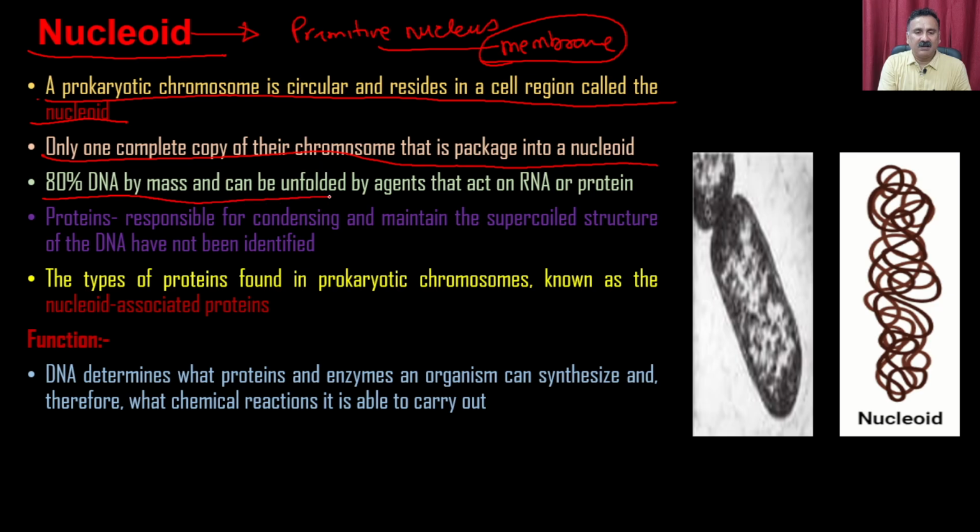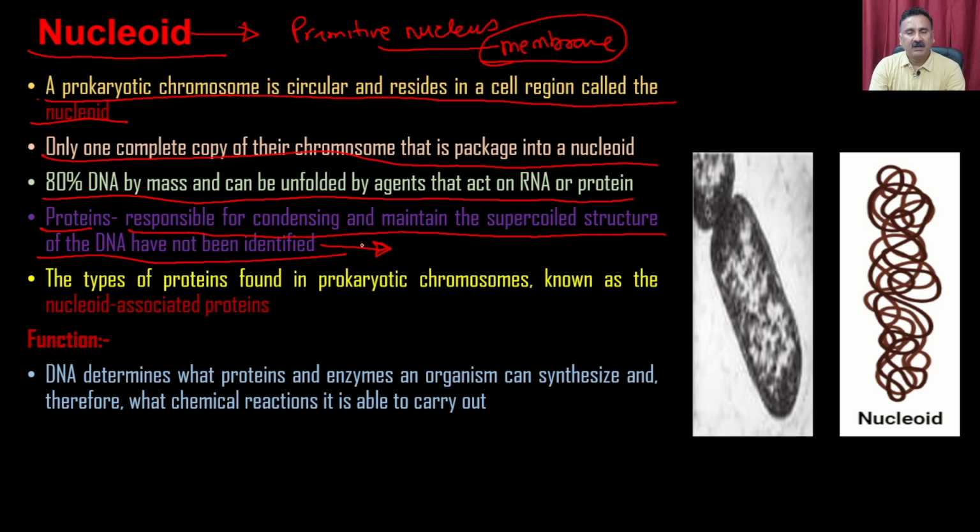80% of the DNA by mass can be unfolded by agents that act on RNA or protein. The proteins responsible for condensation and maintaining the supercoiled structure of the DNA have not been identified. So that is still unknown, right? How different types of proteins are involved in making the structure very compact. The type of protein found in the prokaryotic chromosome is known as the nucleoid-associated protein, which is responsible for compacting the DNA into chromosomal structures.